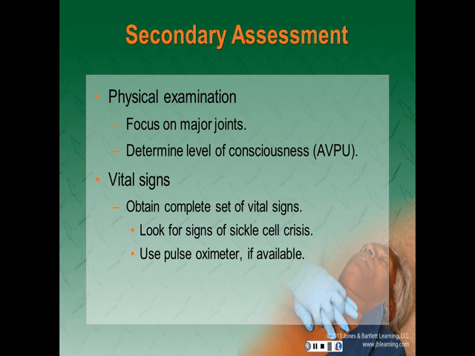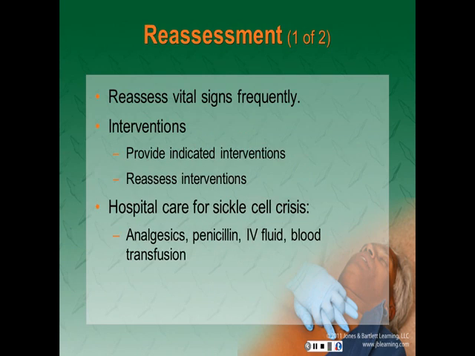Get your vital signs. Remember that normal sickle cell crisis vital signs are normal to rapid respirations, pale clammy skin, and low blood pressure. Use a pulse oximeter if available to measure oxygen saturation, and remember that the reading may not be accurate because the patient has an anemic state. Reassess your patient. Reassess vital signs frequently to determine changes in the patient's condition.